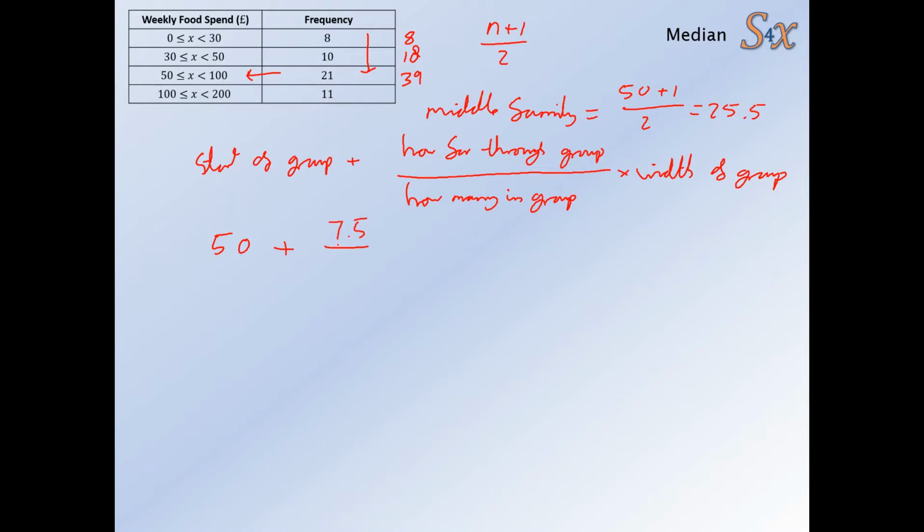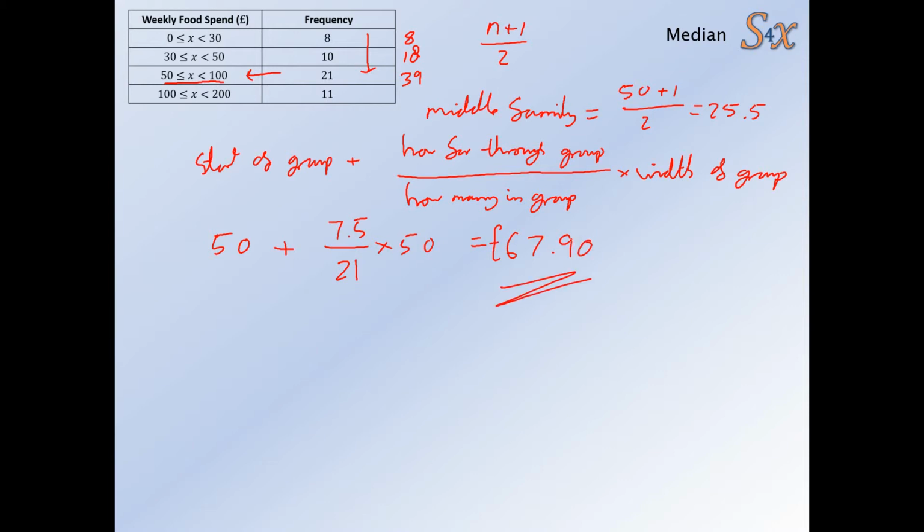Divided by how many there are in that group, there's 21 in that third group, multiplied by how wide the group is, it goes from 50 to 100, so it's 50 people wide. If I apply that formula, I'll stick that in the calculator, we get 67.9, and that is our estimate of the median. So the median is 67.9 or £67.90.